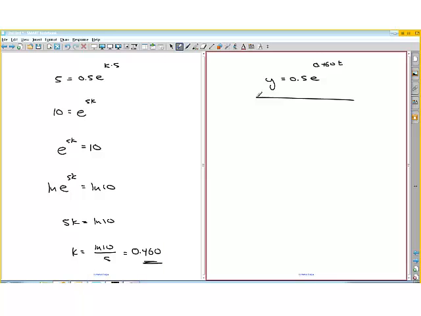Now the solution of the book is not exactly that, but it is equivalent. So I'm going to show you how this happens. If we left that as a natural log of 10, we get the solution y is equal to 0.5 e to the natural log of 10 divided by 5 times t. Okay, remember how this works.